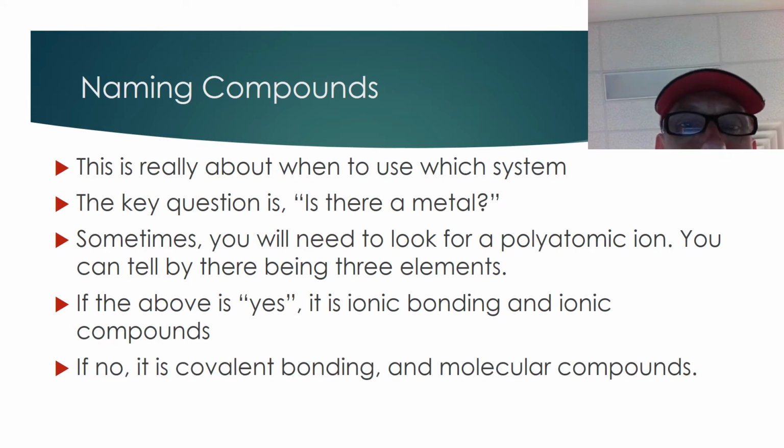In contrast, if either of those is no, so if there's no metal and you see no polyatomic ion, if you've got no's to both of them, then it's covalent bonding, meaning sharing of electrons, and molecular compounds because they're individual molecules. Moving on in 3, 2, 1.